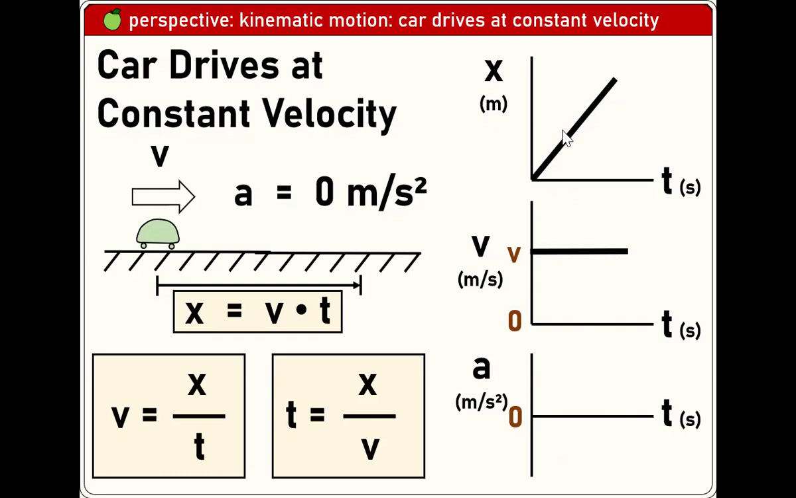Again, this is different from your lab back on Friday. These graphs look different. But for constant velocity, it's like this. All right, one graph to go.